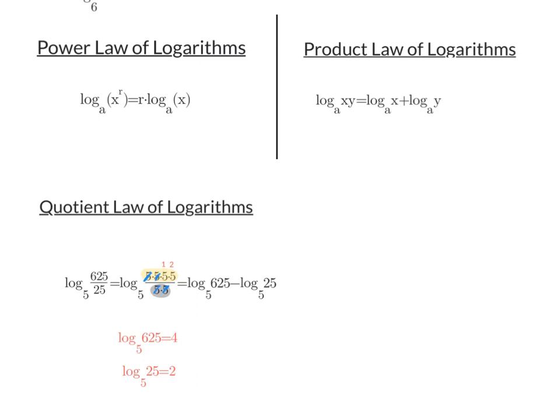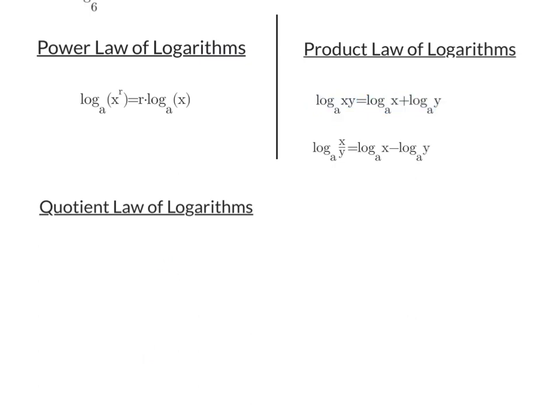Right? That's almost the same thing as the product law of logarithms, where if you have a log with any base of 2 numbers that are multiplied by each other, that's just going to be the log with that base of the first one plus the log with that base of the second one. So obviously, if you have a log with a certain base of 2 numbers where one is divided by the other, it's going to be the log with that base of the top one, subtract the log of that base of the bottom one. So there you have it. That is the quotient law of logarithms.